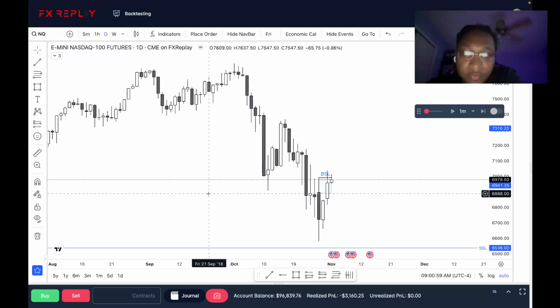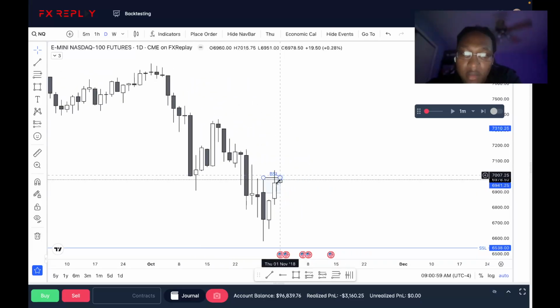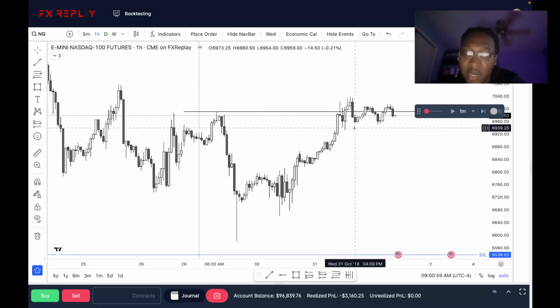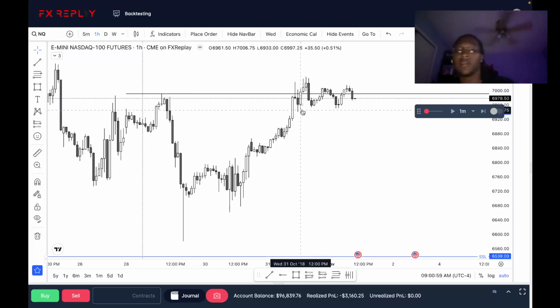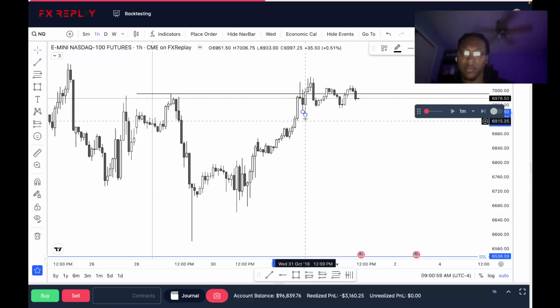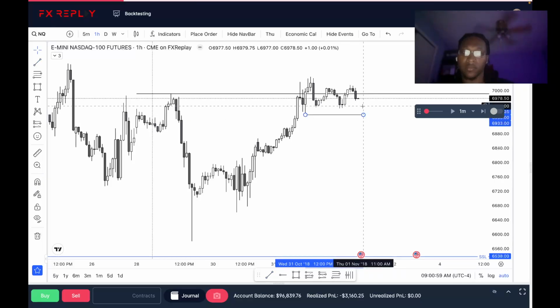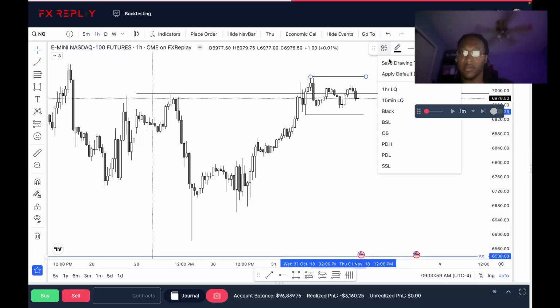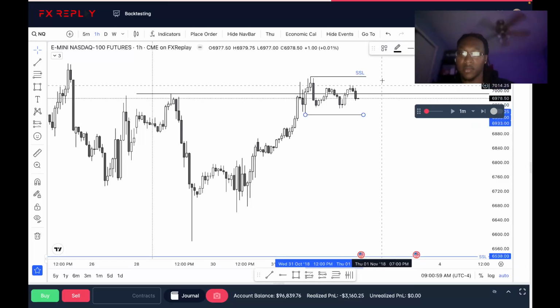Daily. Yeah, it looks like we just wicked around it. Not really doing too much around it. So that was just a high of that day that formed. Looks like we're in a little bit of a range right here from this low to the high up here. So, I mean, buy side. This is sell side.